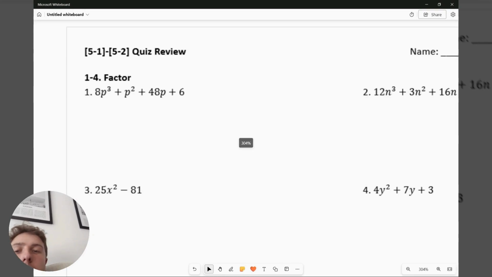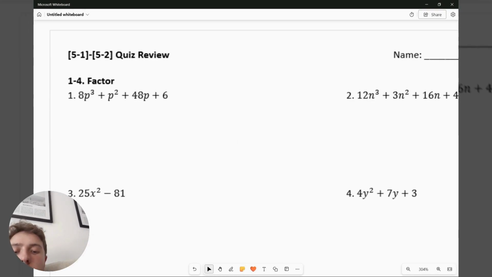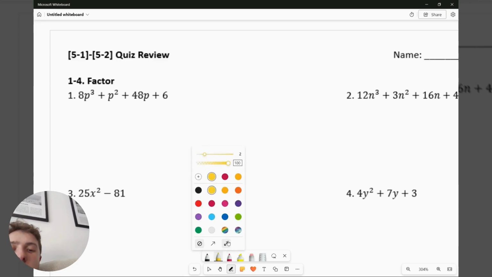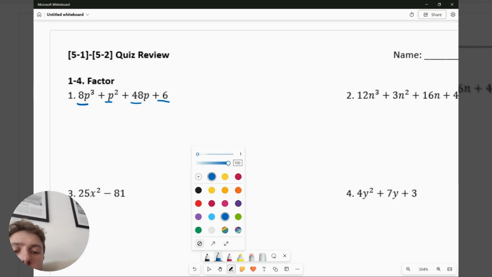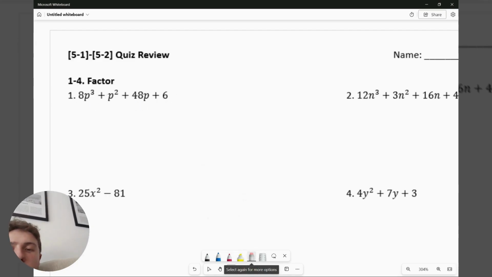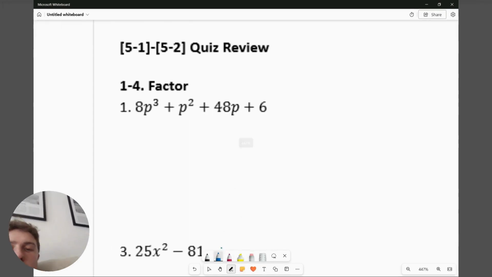One thing you're definitely going to need to know is how to factor. Factoring method depends on which process you use. So when I see this first problem, the first thing I notice is it has 4 terms, right? 1, 2, 3, 4 different terms. Whenever there's 4 terms, our factoring method is grouping.